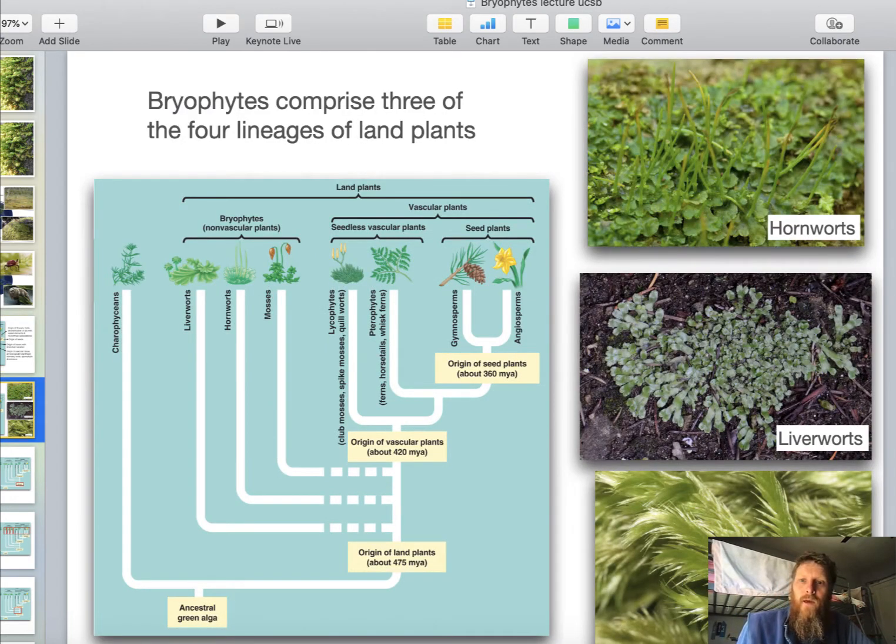But today, we're here to talk about the liverworts and hornworts and mosses. You can see from this phylogeny that there are 1, 2, 3, and then 4 major lineages of land plants. And so bryophytes, in terms of evolutionary history, actually comprise 3 out of the 4 lineages of land plants.